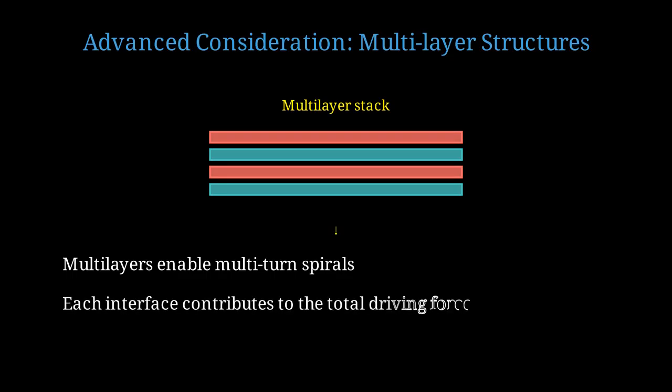Each interface between layers with different lattice constants contributes to the net driving force for rolling. The total curvature is the sum of contributions from all strained interfaces.